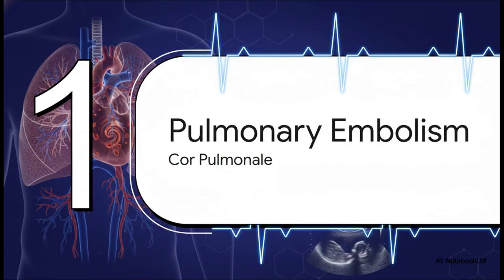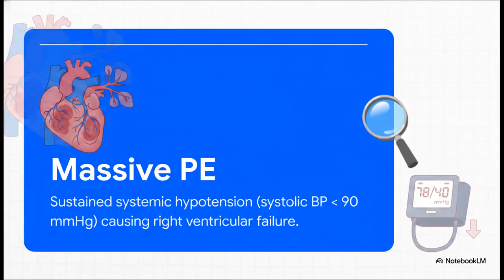Moving on to the cardiopulmonary system, we need to map the precise transition from a submassive to a massive pulmonary embolism. The crucial distinction here is understanding exactly what makes a PE, quote-unquote, massive. It is not defined by the sheer anatomical size of the clot itself. Instead, it's defined entirely by the hemodynamic collapse. We are strictly looking for sustained systemic hypotension, specifically a systolic blood pressure under 90 millimeters of mercury that's actively driving catastrophic right ventricular failure.